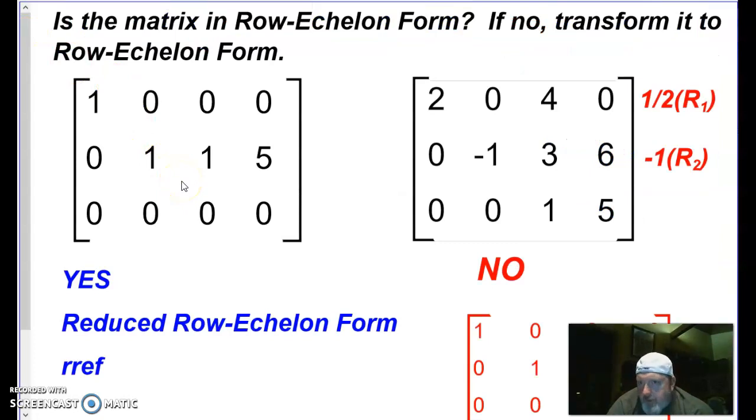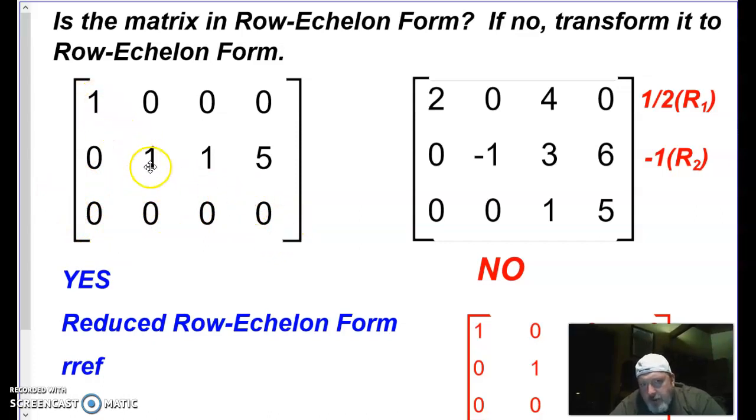All right, here's an example where they give us two matrices and they want to know is it in row echelon form, and if no, we need to get it there. This first one is indeed in row echelon form, and in fact it's really in reduced row echelon form. If you remember from a couple of days ago, if you have a row of zeros, it has to be in the bottom, and you'll notice in this matrix it is.